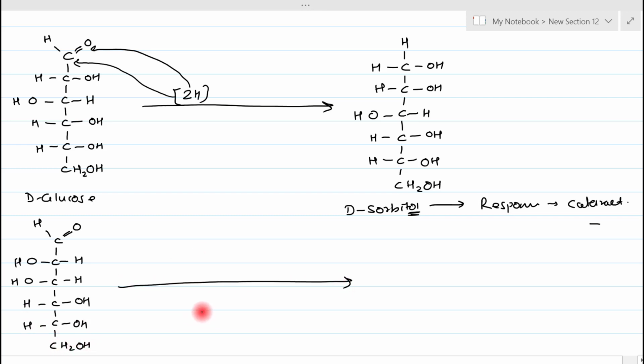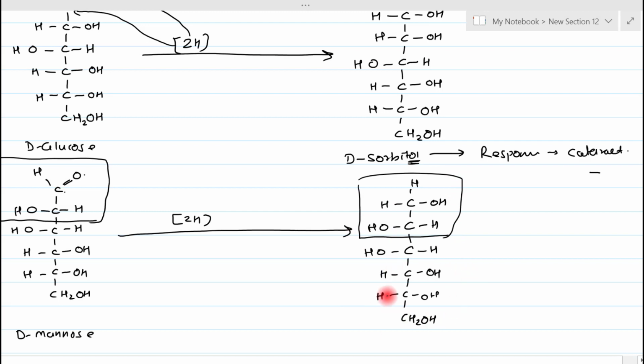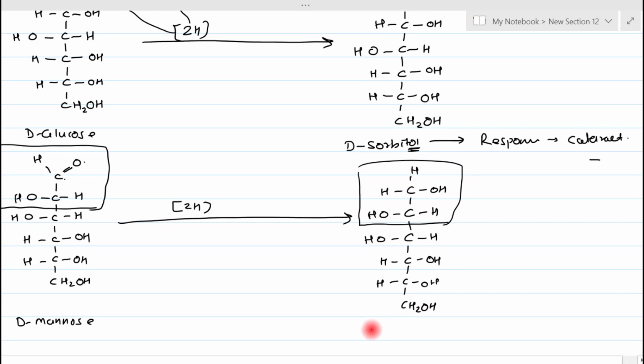Now again, this undergoes reduction in presence of sodium amalgam. So 2 hydrogens will be added, one directly to this oxygen and the other one directly to this carbon. So what we will get is such a structure. Then on the second carbon, OH is on the left, H is on the right. Third carbon also the same, OH is on the left, H is on the right. Then fourth and fifth, OH is on the right, H is on the left. And the last carbon is a terminal alcohol, CH2OH. So see, only this much portion is different from D-sorbitol. Rest everything is the same. The name of this new compound is D-mannitol.